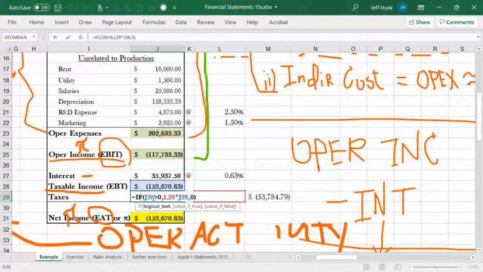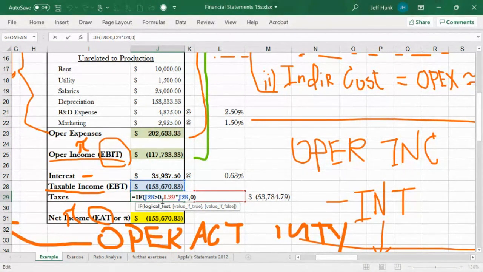So here, what I used was: if J28, the taxable income, is positive, greater than zero, then of course you need to do L29 times J28. In other words, the tax is the tax rate L29 times J28, only if it is positive. Second comma means otherwise. Otherwise, just leave it as zero.